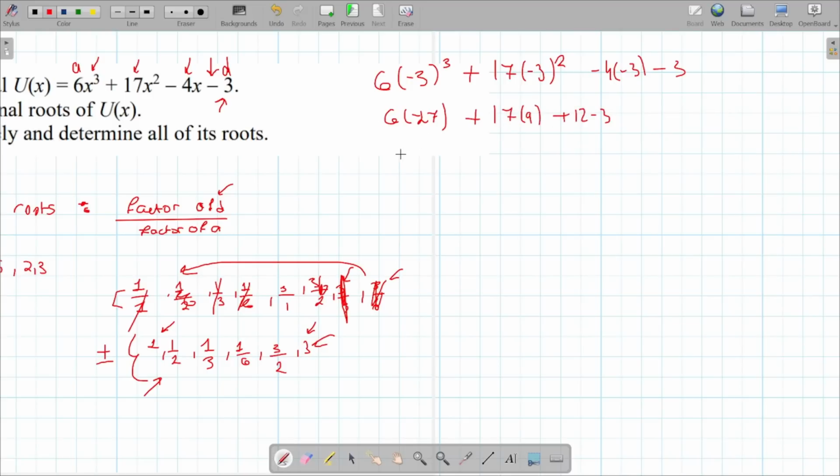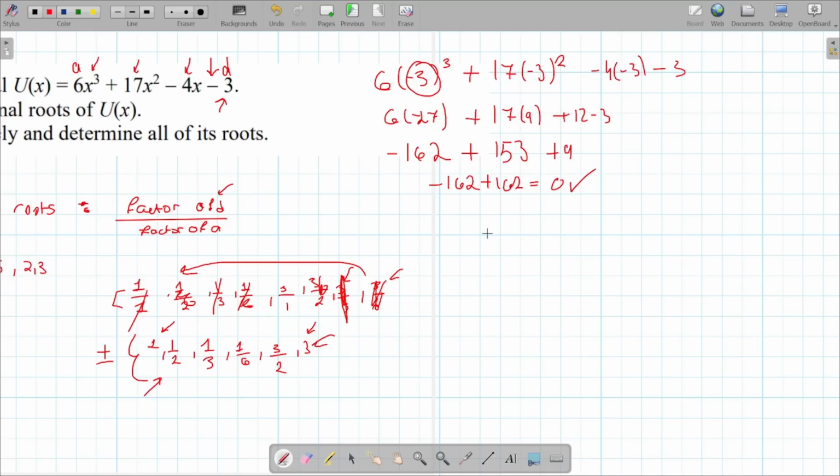6 times minus 27 is going to be minus 162, plus 17 times 9 is going to be 153, plus 9. Yeah. So minus 162, 153 plus 9 is plus 162, and it equals 0. So that means minus 3 is a root. Okay, I found minus 3 is my root.